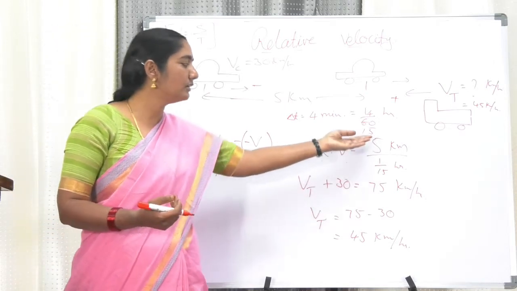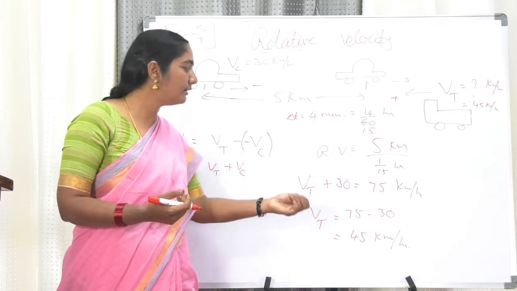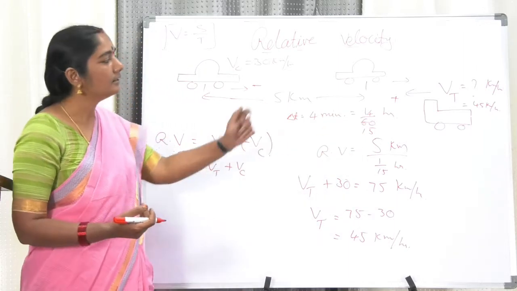So it is nothing but this. Relative velocity is equal to distance by time. The minutes we have converted into hours. So finally we got the answer. That's the velocity of the truck.